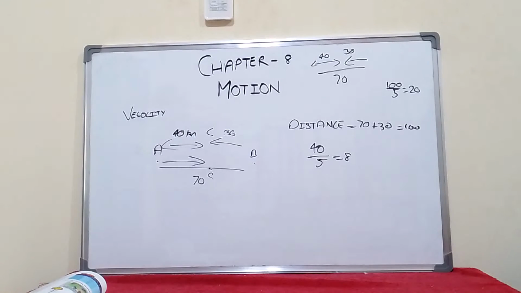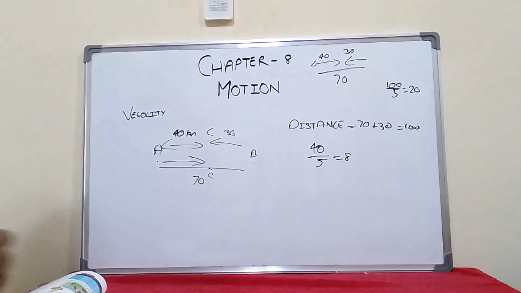Velocity can also be calculated in the same way, that is average velocity. So what is average velocity? If the speed changes, the velocity will keep changing too, because if the magnitude of speed changes, the magnitude of velocity is changing as well. So when it is non-uniform motion, the velocity keeps changing, so we have to find the average velocity.